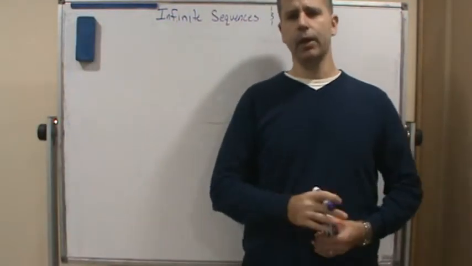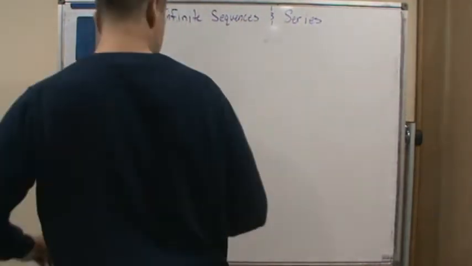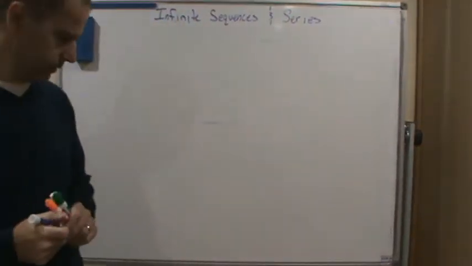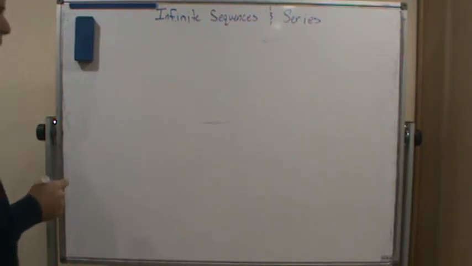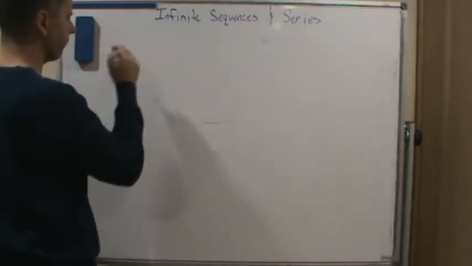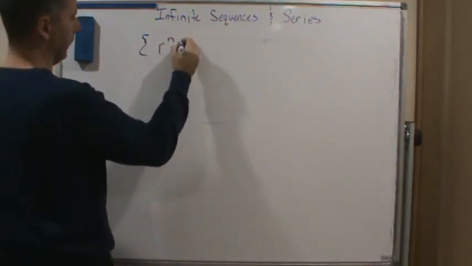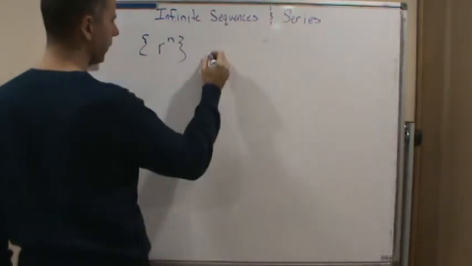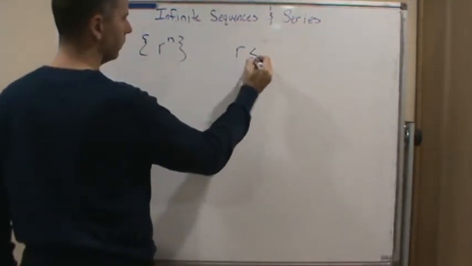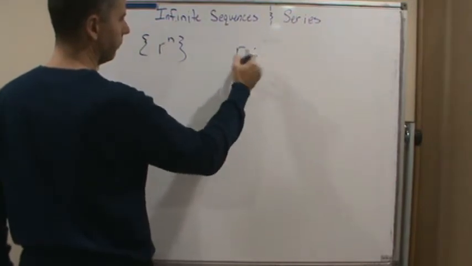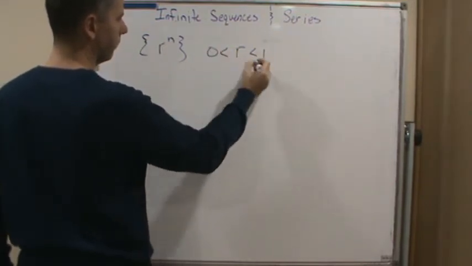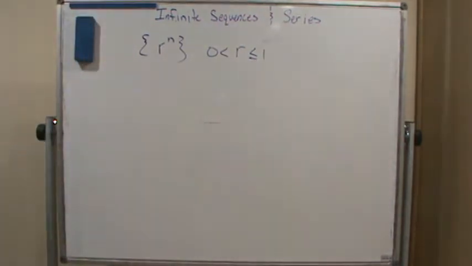Okay, so welcome back. Now in this video we're going to talk about a specific category of sequences. Let's consider sequences of the type r to the n, and we're going to consider r greater than or equal to 0 and less than or equal to 1.